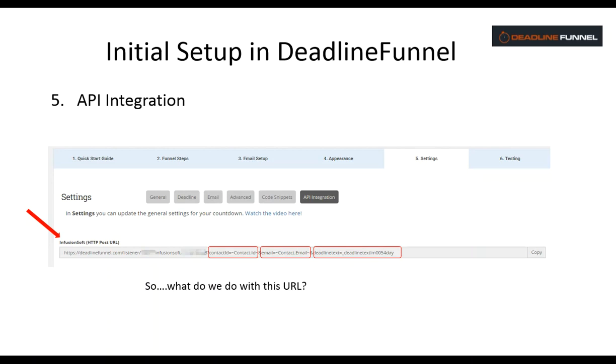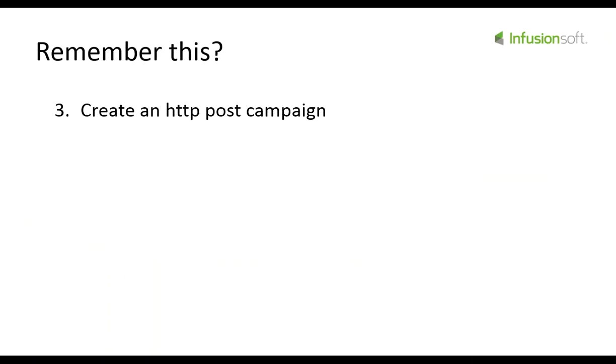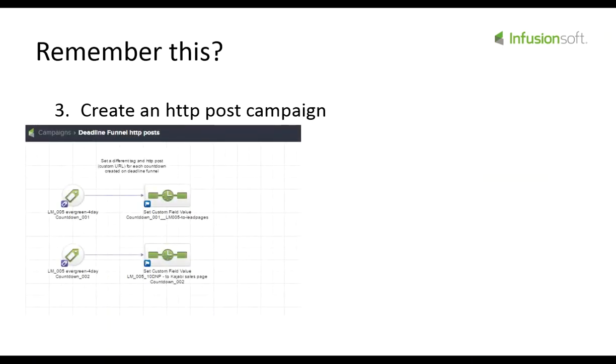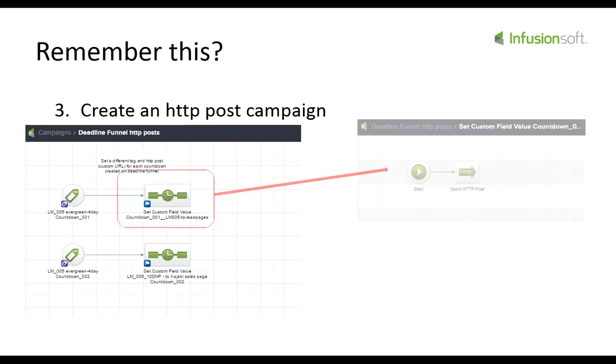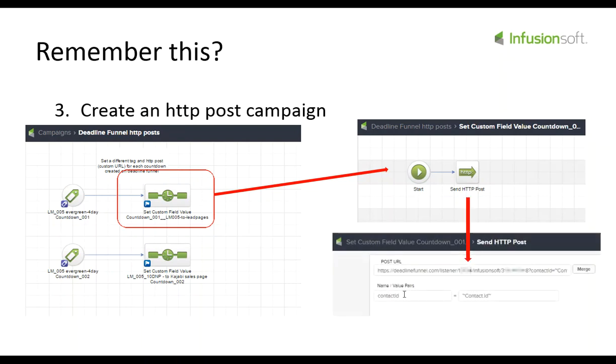So what do we do with this URL? Well, back in Infusionsoft, remember this? Yeah, we created the HTTP post campaign. And upon being triggered by the tag set at the start of the countdown sequence, we've got a post sequence, right? And this fires the post, which will start a timer and set the custom field value via the API given to us by DeadlineFunnel.